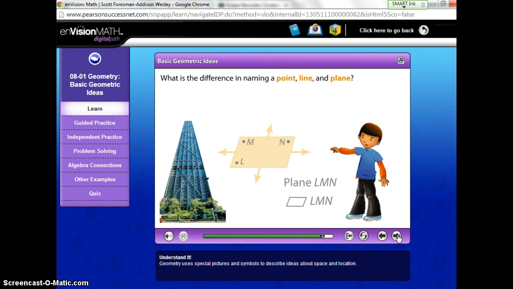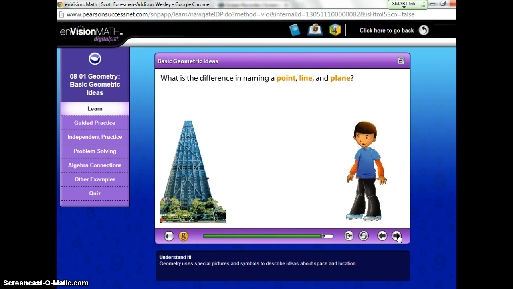Okay? What's the difference between naming a point or a line or a plane? Well, a point is only one little spot. A line is a straight line that goes on forever in both directions, and a plane is your flat surface that a line or a point are on.